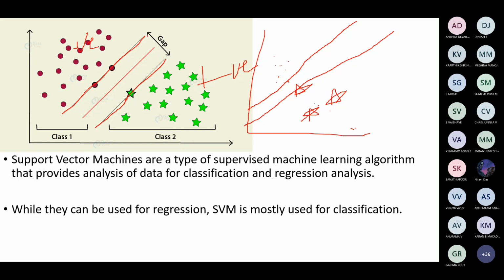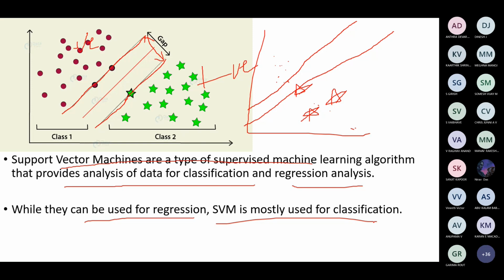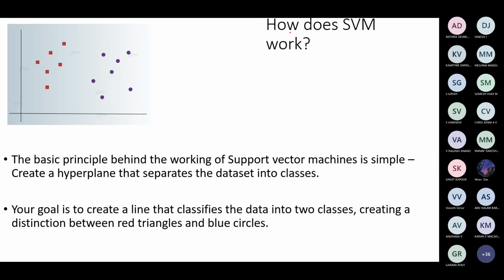The entire gap is called a margin. Support vector machines are a type of supervised learning algorithm that provides analysis of data for classification and regression. While they can be used for regression, SVM is mainly used for classification. How does SVM work? The basic principle behind SVM is simple: create a hyperplane that separates a data set into classes.